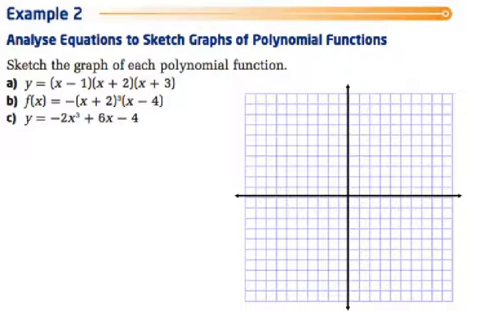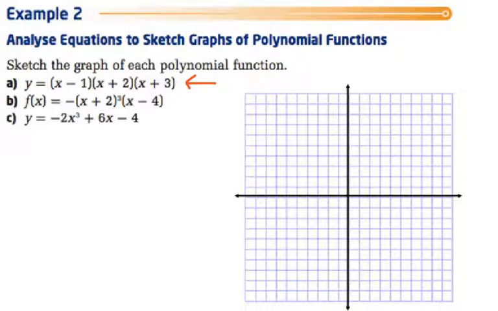So now we're going to go the opposite way. We're going to be looking at the equation of the function and then graphing it based on that. So looking at A, we need to know what the degree is and what the leading coefficient is, and that will tell us what the end behavior is. Then we can deal with the zeros.